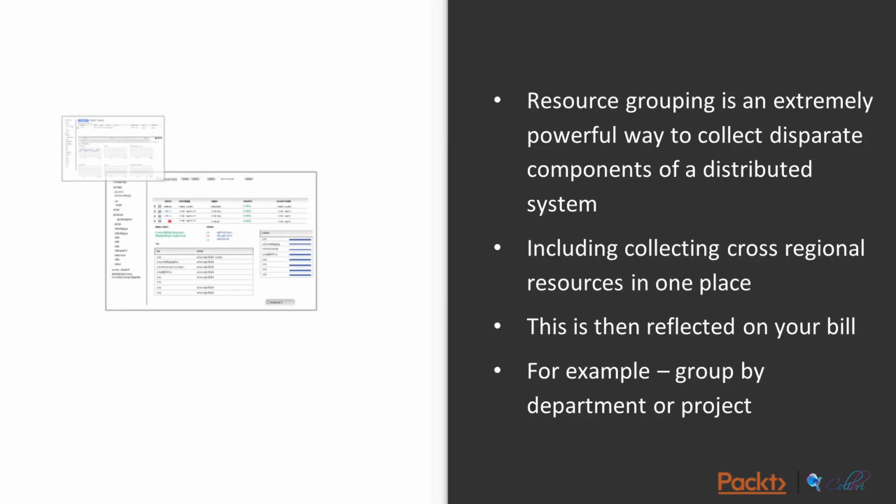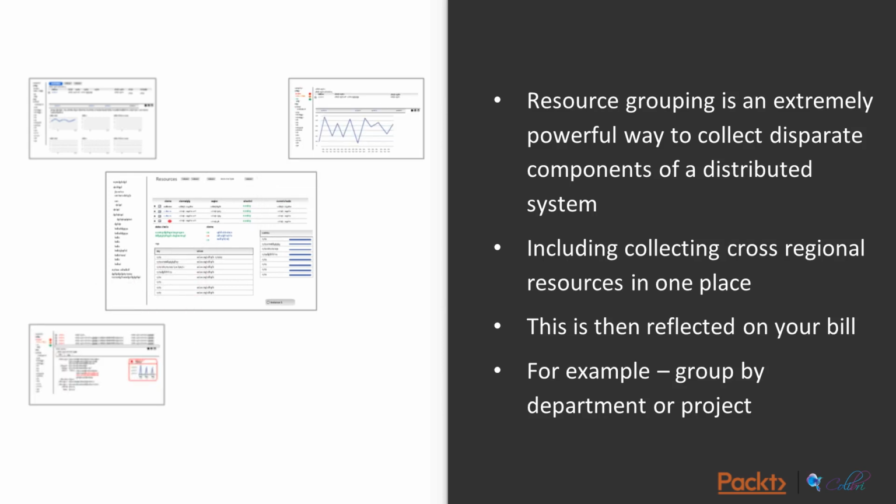And this is what it looks like. So resource grouping is an extremely powerful way to collect disparate components of a distributed system, including collecting cross-regional resources in one place, which is not something AWS otherwise supports out of the box. You have to click the little drop-down in the top right-hand corner and go through each of the regions one by one to figure out what you've got. This is also then reflected on your bill, for example, grouped by department or project. And we can see on the left-hand side a very simple example of what that might look like.